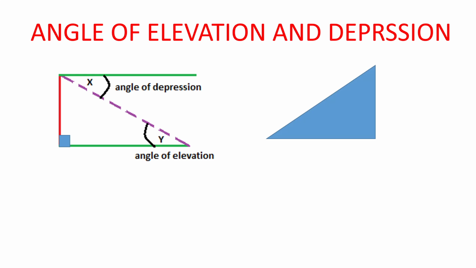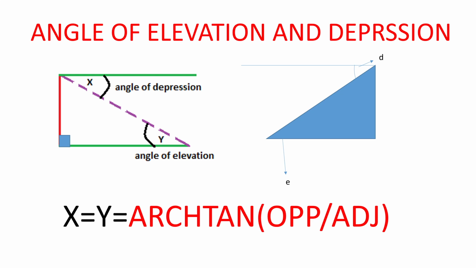So that's a right angle triangle, and that's the horizontal line, that's the angle of depression, and that's the angle of elevation. We have a simple rule for that, which is x equals y equals arctan of the opposite over the adjacent. We're going to use this rule to find y or x, because they're both equal to each other.